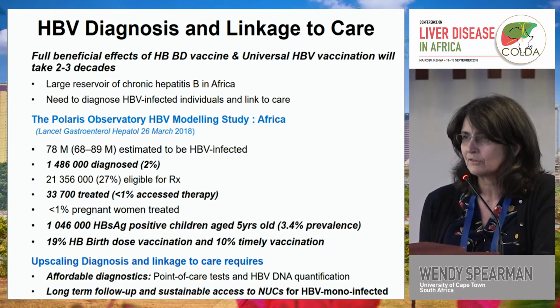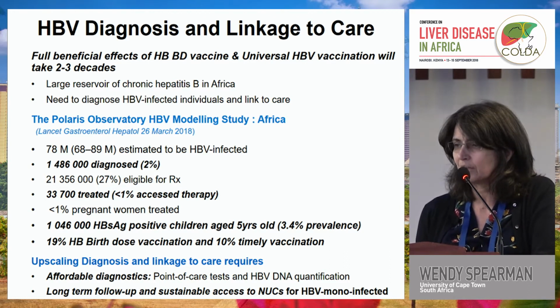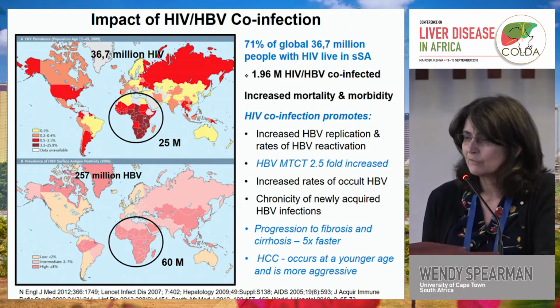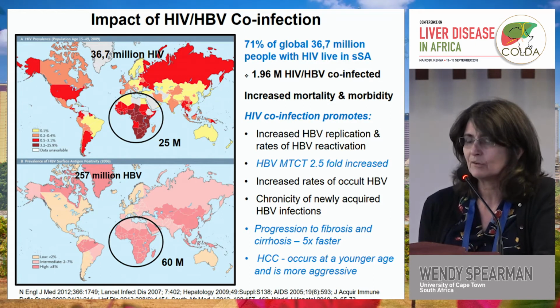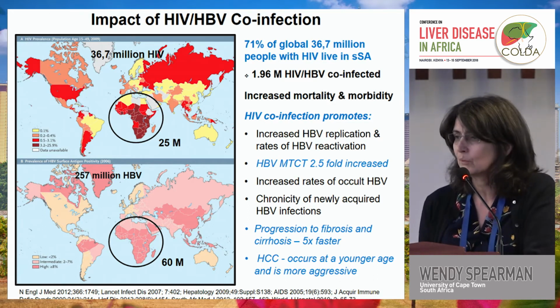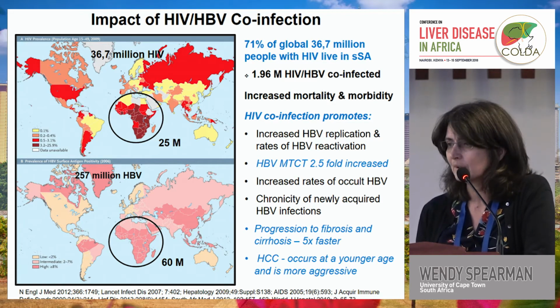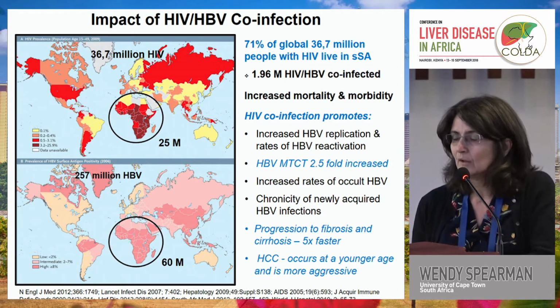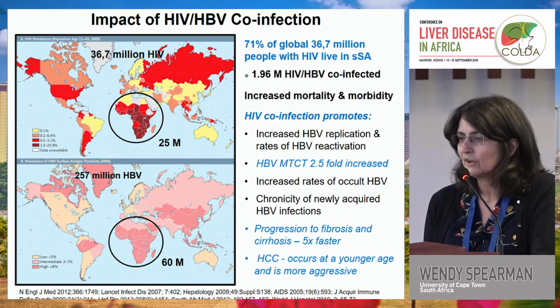We need affordable diagnostics with point-of-care testing, which we're going to hear about during this meeting, as well as access to DNA quantification. But importantly, we need long-term follow-up and sustainable access to antivirals for those who are mono-infected. HIV co-infection has a further impact. This increases mortality and morbidity. It's associated with increased hepatitis B replication and reactivation. Mother-to-child transmission is increased 2.5-fold. There are increased rates of occult hepatitis B, chronicity of newly acquired infections, and progression to fibrosis and cirrhosis is estimated to be 5 times faster, with liver cancer occurring at a younger age and often more aggressive.